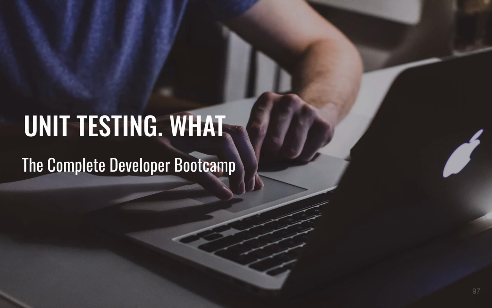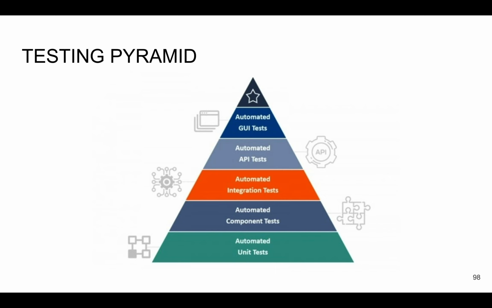Hello, in this video we will talk about unit testing: what a unit test is and how we can use it. To verify the correctness of an application, we use different types of tests. It might be unit tests, automation tests, integration tests, API tests or user interface tests. According to the typical testing pyramid, unit tests are at the bottom of the pyramid and they have the biggest number of tests in the scope of the application.